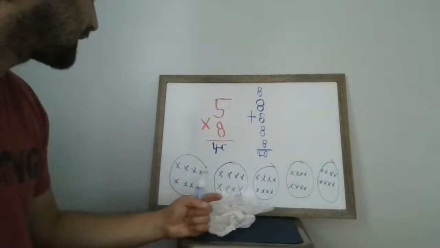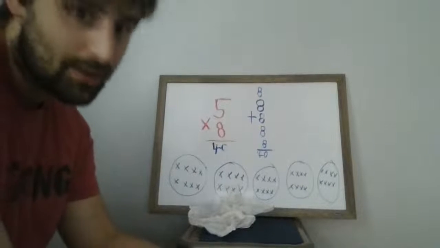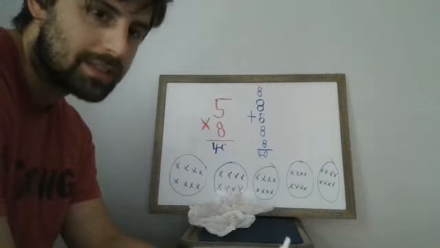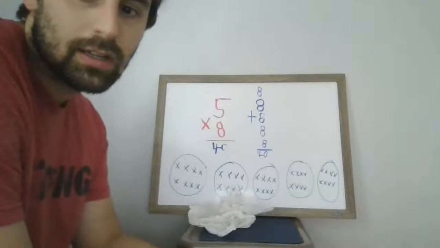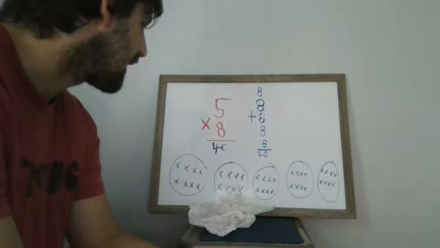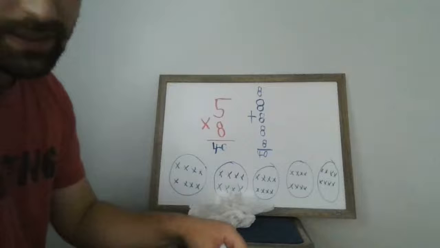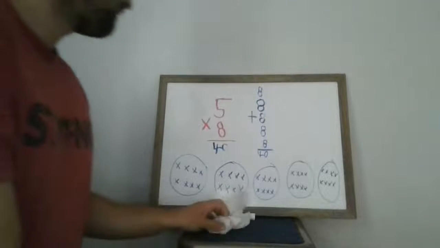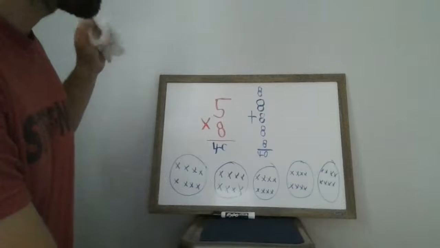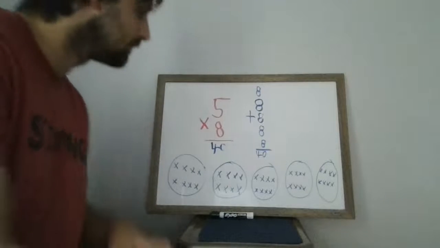Notice, as I was counting each of the X's, I was putting my finger underneath each X. That's an easy way to just keep the pace and make sure that you don't miscount. Exactly. 5 times 8 equals 40. All right, now I'm about to do another one.